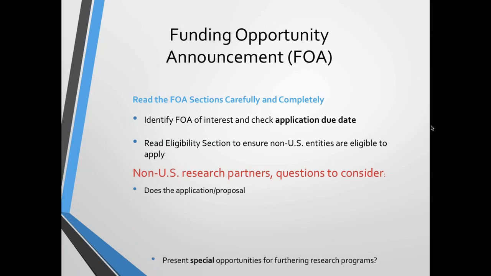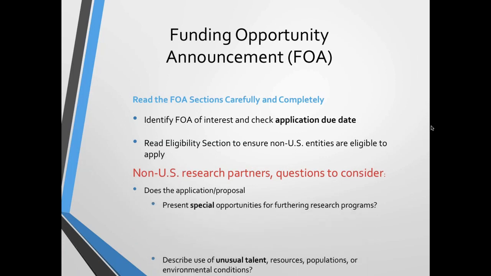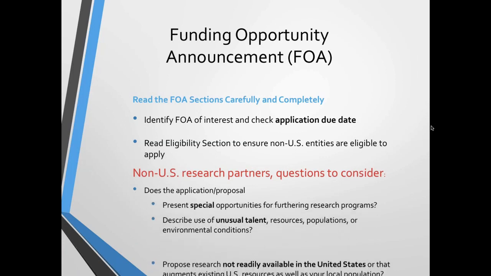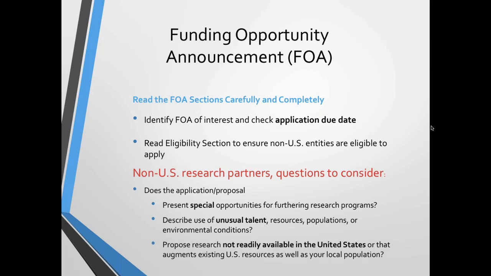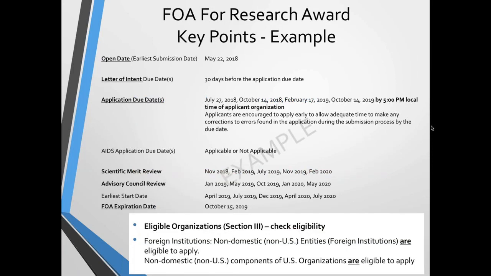So for a funding opportunity announcement, read the FOA sections carefully and completely. I can't say that enough. It identifies the application due date. If you come in after the due date, we get so many applications, there's a good chance your application will not be reviewed. Check eligibility. You don't want to spend months and weeks preparing your application only to find out you're not eligible. If you're outside of the U.S., then please consider these questions when you're preparing your application. It'll make it clear how you address these things.